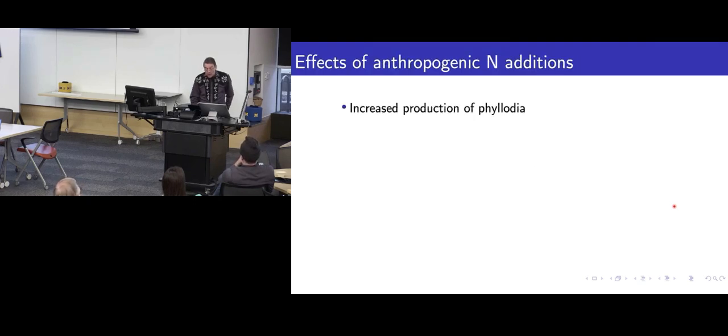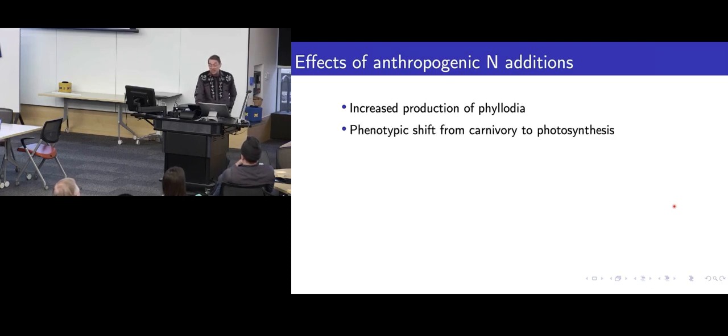Okay, so there are other knock-on effects that we see from that. The plants do produce more of these phyllodes as we add nitrogen. So we're seeing this phenotypic shift from carnivory to more photosynthesis. And there's also an increased probability of flowering, at least in the short run.